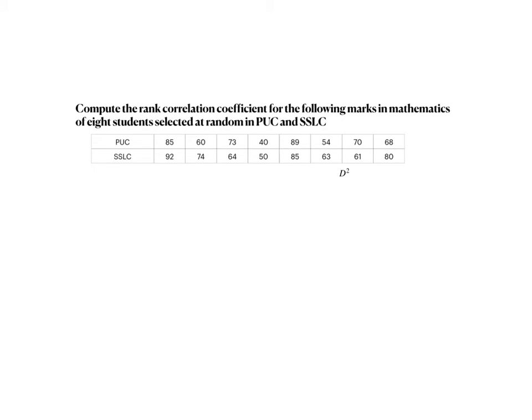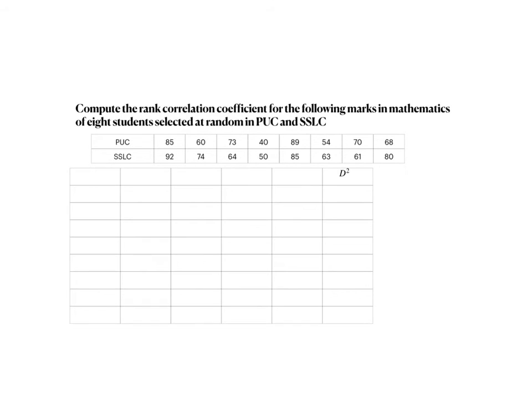Compute the rank correlation between 8 students who scored marks in PUC and SSLC. So 8 students scored marks in PUC, and the same students scored marks in SSLC. In this problem the ranks are not given, instead the marks are given. So we note down the marks of X, we also note down the marks of Y, and we need to assign the ranks here. How to assign the ranks? Based upon the marks.